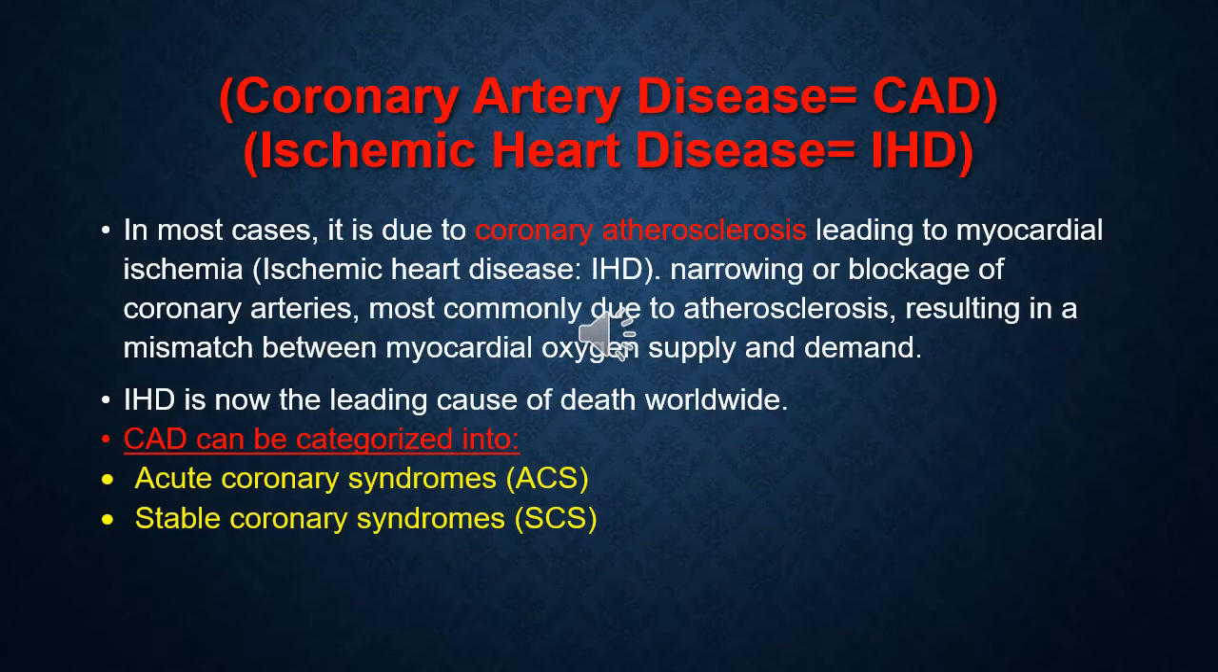Coronary artery disease or ischemic heart disease, in most cases we have two types, atherosclerotic and non-atherosclerotic coronary artery disease. In most of the cases, it is atherosclerotic coronary artery disease resulting from atherosclerosis, as we discussed, and it results in narrowing or blockage of the coronary arteries, leading to reduced myocardial blood supply and mismatch between myocardial oxygen supply and demand. Ischemic heart disease until now is the leading cause of death worldwide, and it can be categorized into acute coronary syndrome and stable or chronic coronary syndromes.